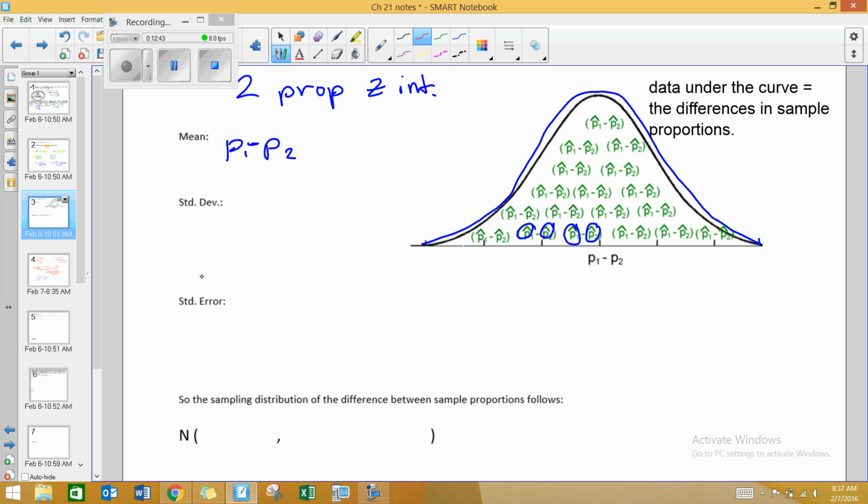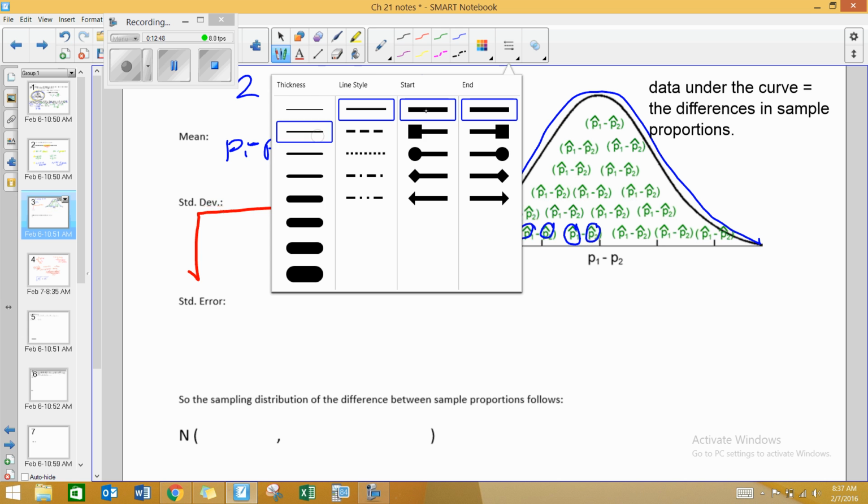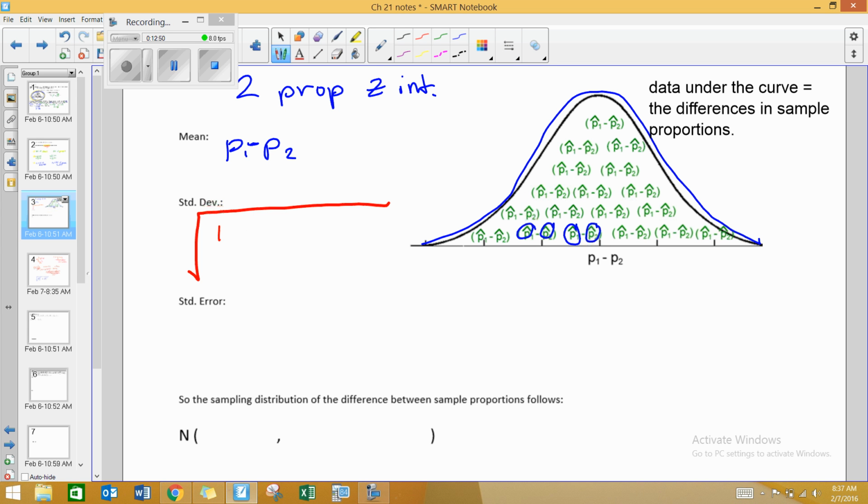The formula for standard deviation is going to be the square root of P1 Q1 over N1 plus P2 Q2 over N2. Okay, and so that just tells us how many, well, we always go out 3 tick marks, but that just tells us how big these tick marks are away from each other. That's your standard deviation.